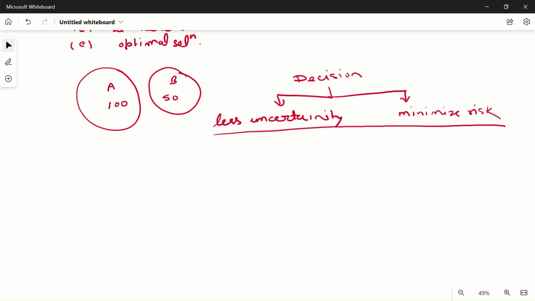And this decision should result in the best possible result for your company and your employees. Okay, so this is the objective of operation research.